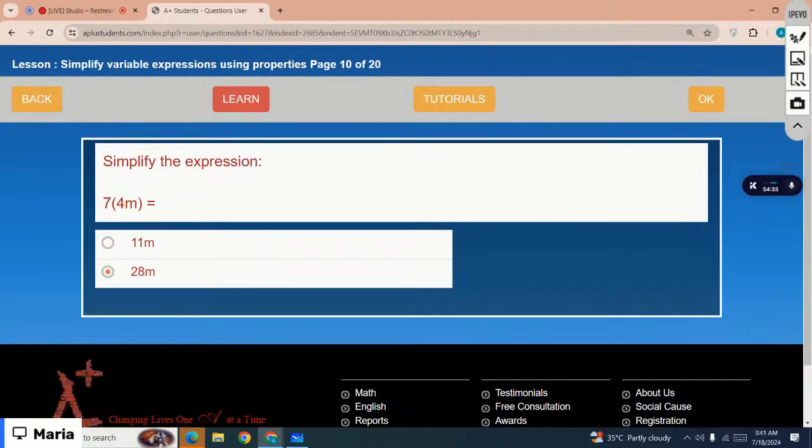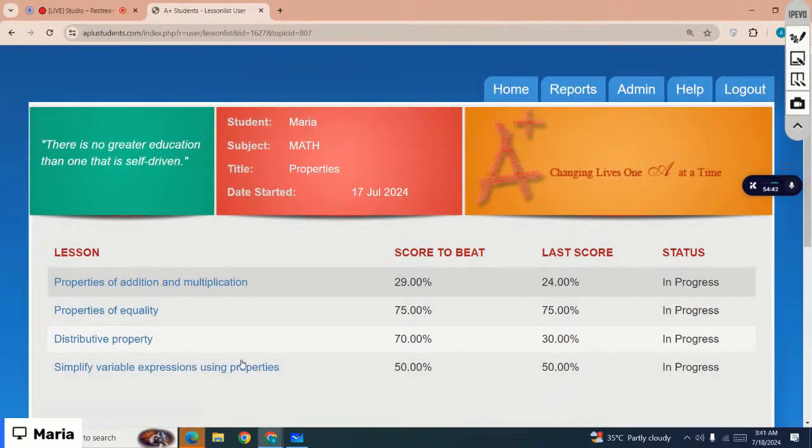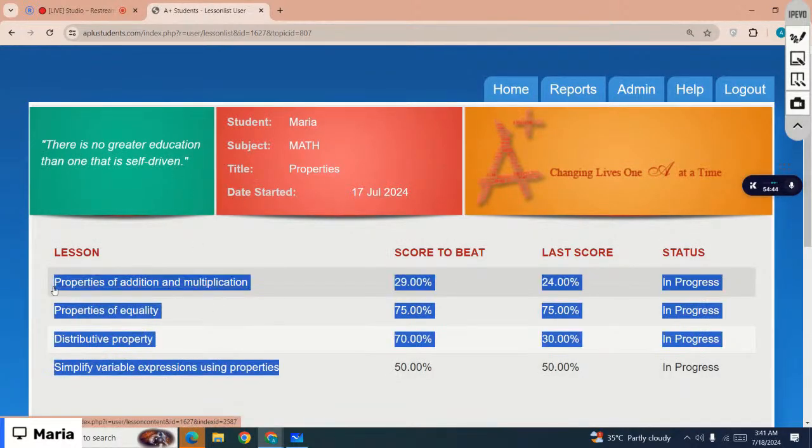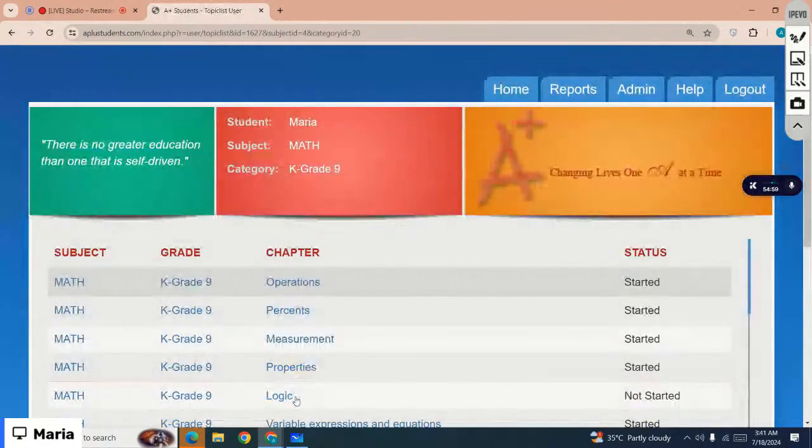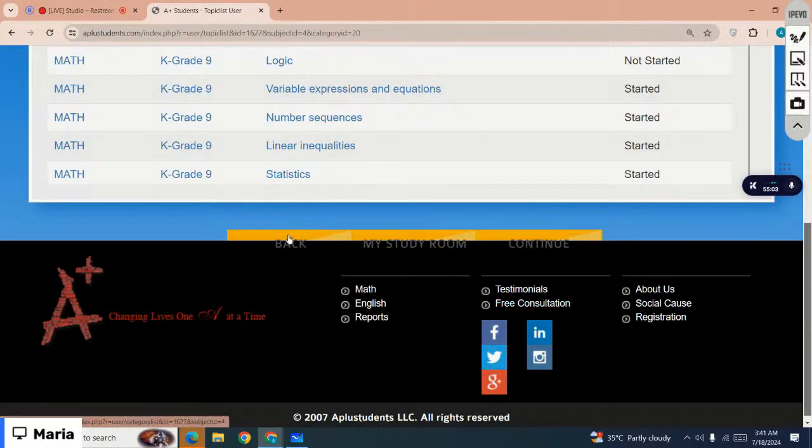Okay, you can complete the lesson by yourself later today. So we were working on grade 9 math. In the chapter we were working on properties. The lessons we have covered today are properties of addition, multiplication, properties of equality, distributive property, and simplifying variable expressions using properties, right? So please make sure before the next session you complete all the practice questions for the lessons we just did. That is your homework until the next session, right?